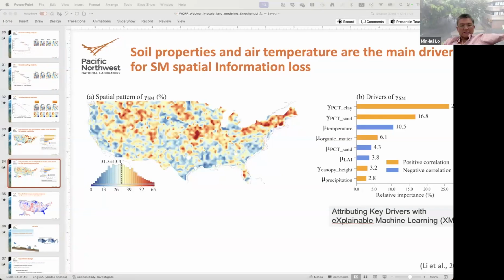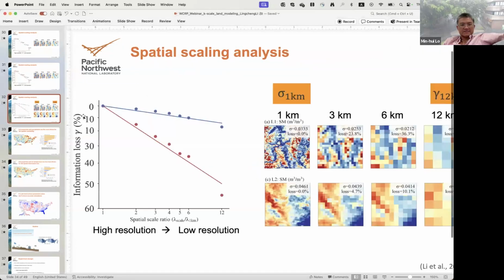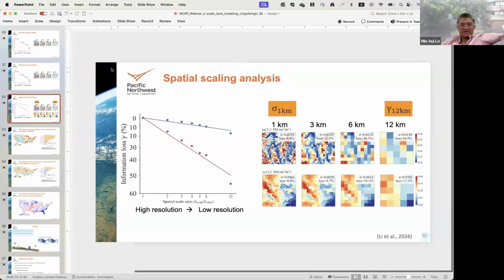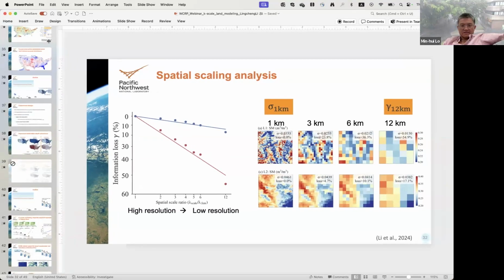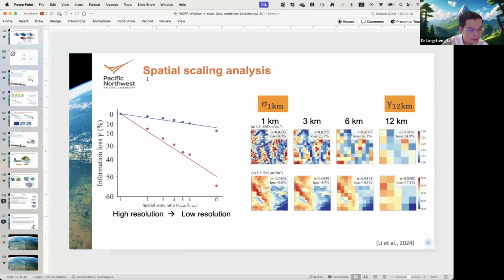I think the audience also mentioned that this question is about the 1 km versus 12 km comparisons. Do you have the slide showing these two different resolution comparisons? Maybe this one is okay.